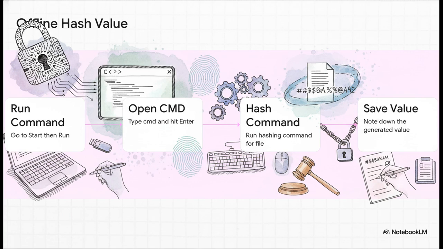Now, for sensitive, confidential court evidence, you can safely generate this digital fingerprint entirely offline using your own computer. If you're on a Windows machine, just go to Start, hit Run, type CMD to open the command prompt, and use the built-in Windows hashing commands on your specific file. You just note down that securely generated value and boom, you are completely ready for court.